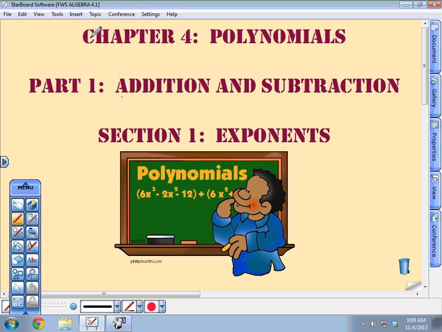Okay. Chapter 4 is polynomials. So it's broken up into 3 parts. The first part is addition and subtraction of polynomials. And section 1 that we're going to do today is the concept of exponents.